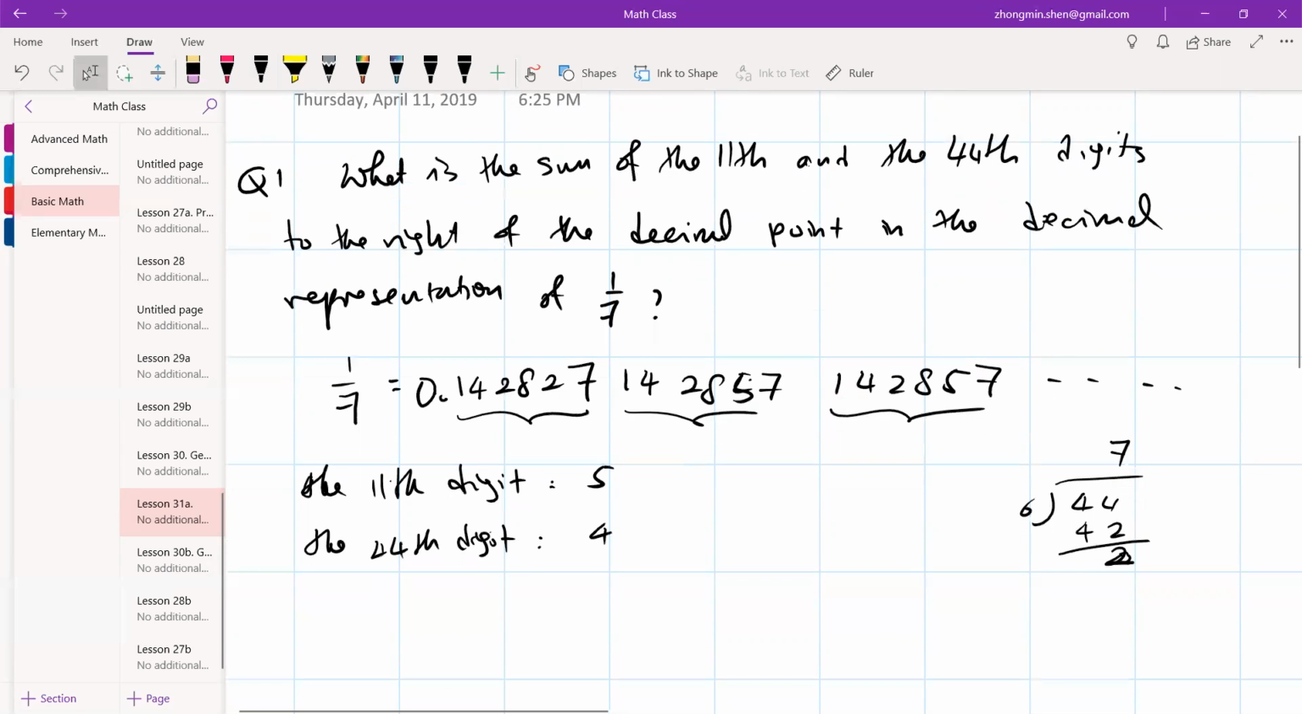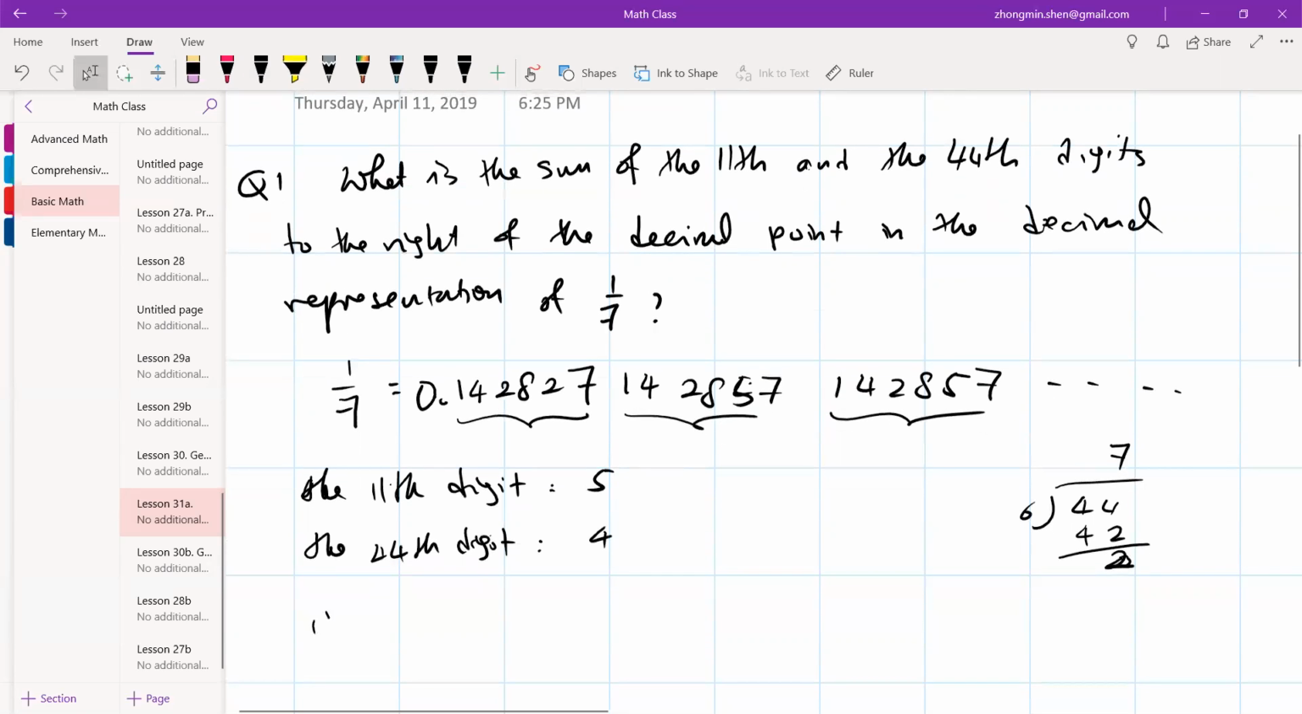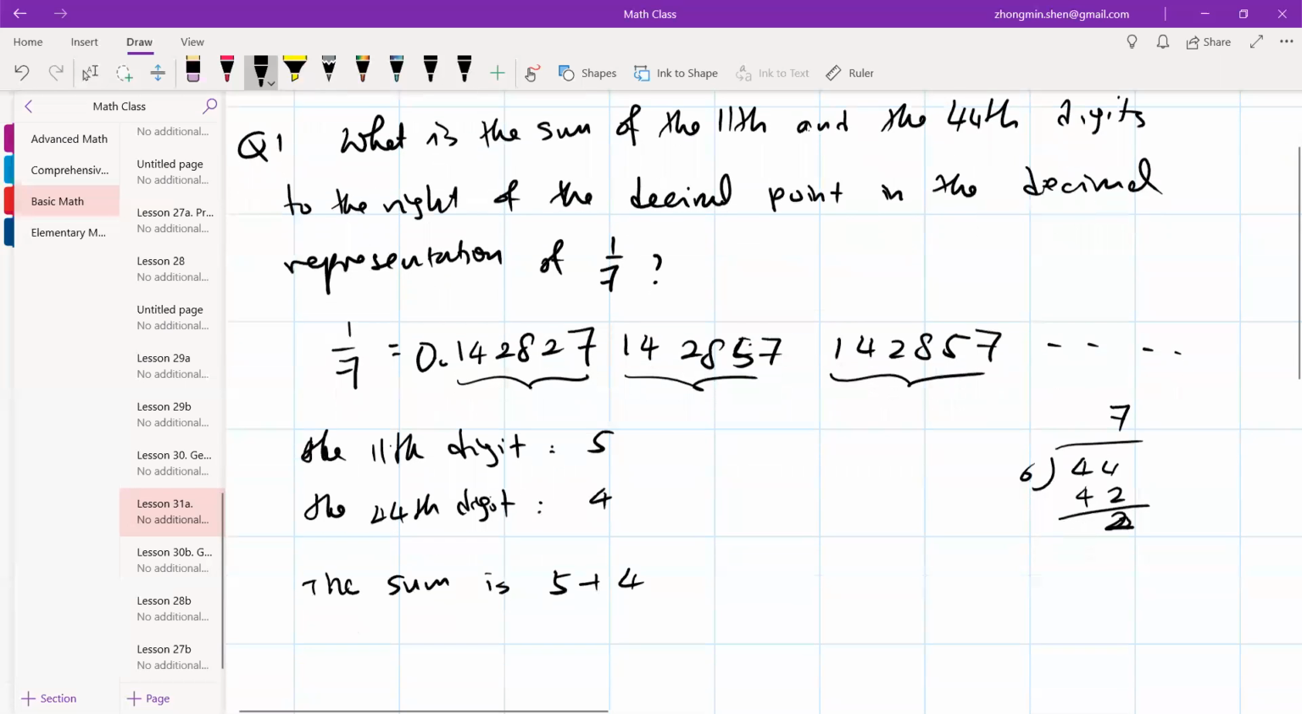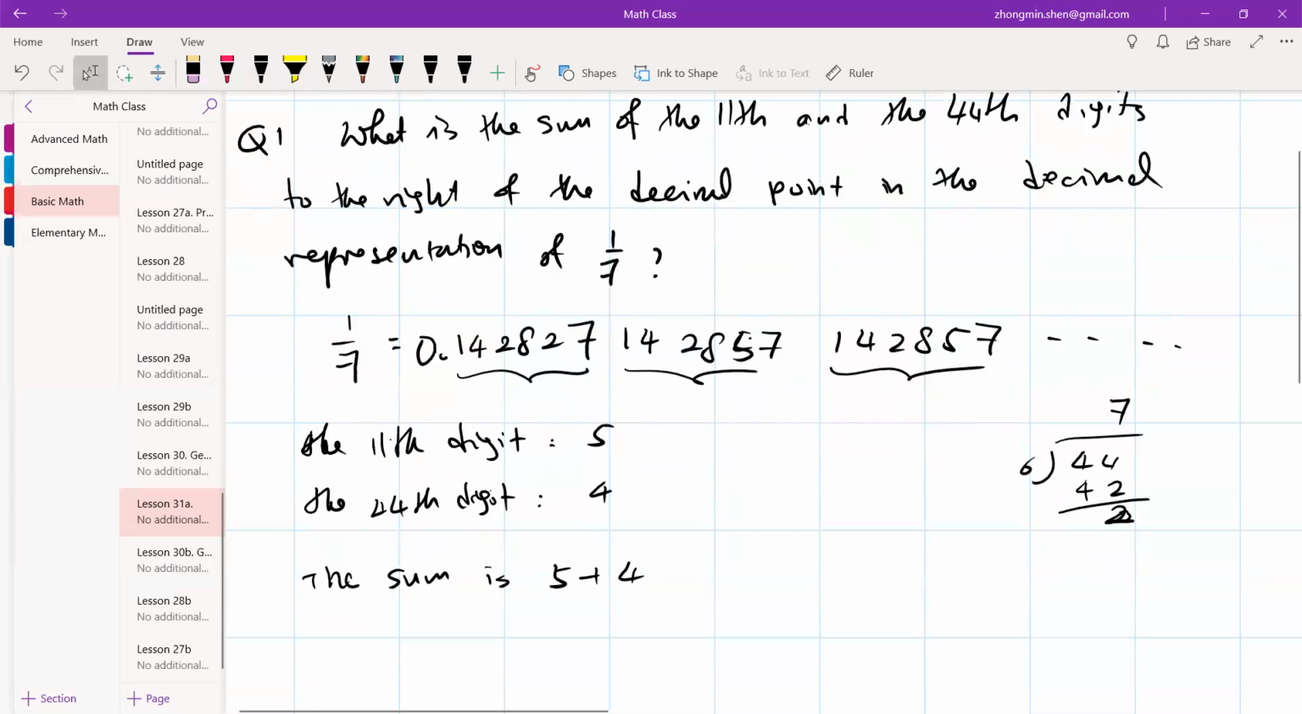Then the sum will be... why do I ask for the sum? Because I just need one number in the answer, not because I want to test whether you can do addition. It's not multiple choice, so it's easy for them to grade. Actually, I really want to know how to find the 100th digit, the 89th digit, and so on. So this is just one problem.